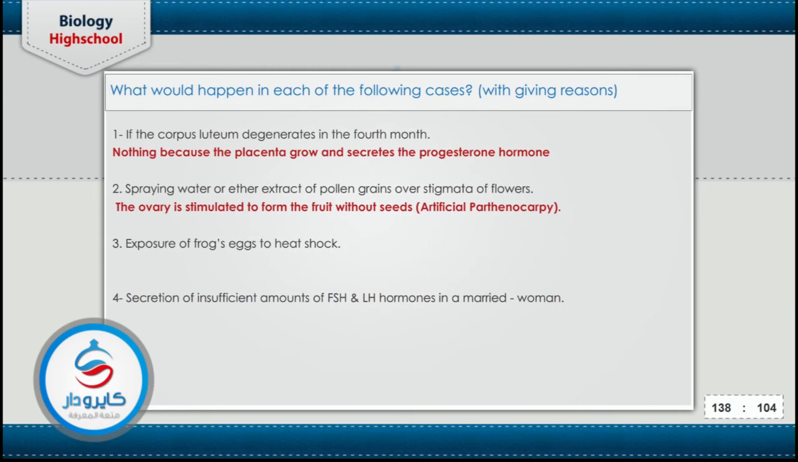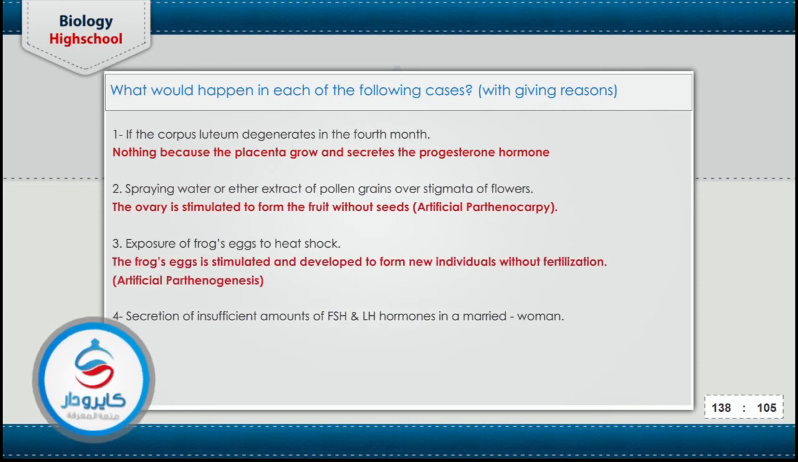Exposure of the frog eggs to heat shocks, or by jerking or shaking, or by exposing the egg to thermal shocks or electric shocks, or by the presence of certain salts around the eggs, or by pricking the egg with a needle. All of these stimuli stimulate the egg of the ovary to develop to form a complete individual without fertilization. That's called parthenogenesis, or artificial parthenogenesis.